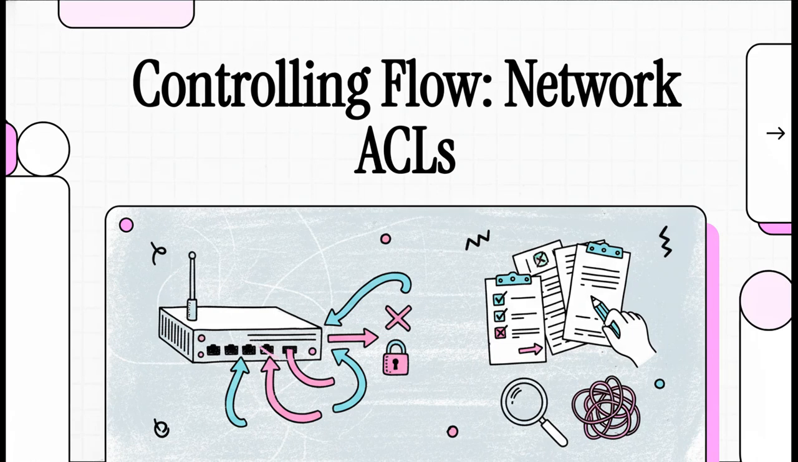All right, let's dive into a really core piece of network security, access control lists, or ACLs. Now, you can think of these as the bouncer and the rule book for your network. They're the ones deciding who gets in, who gets out, and what they're allowed to do once they're there. So let's get into it.